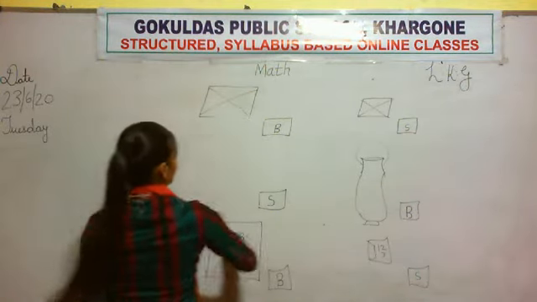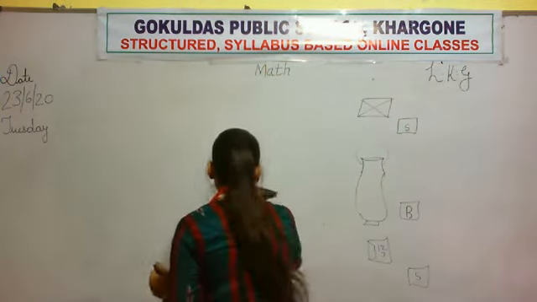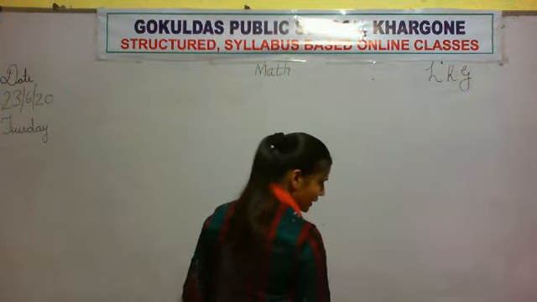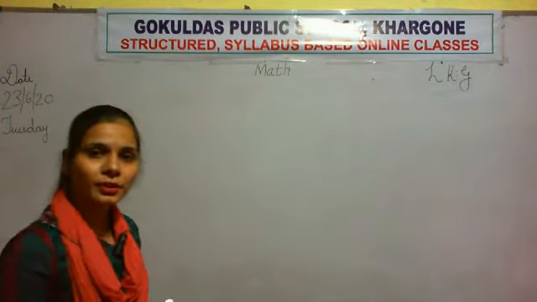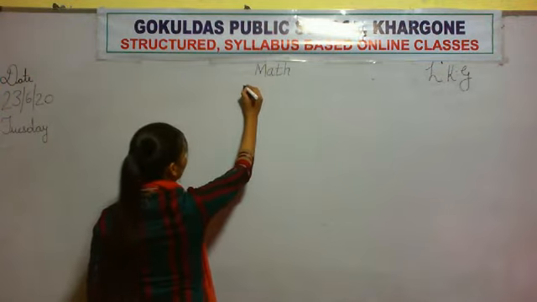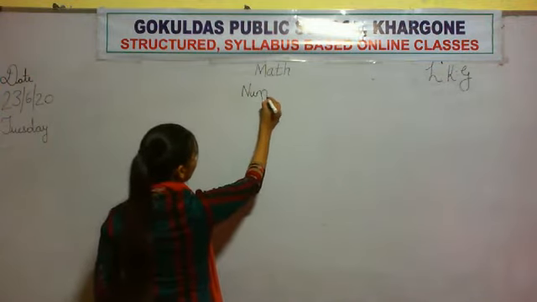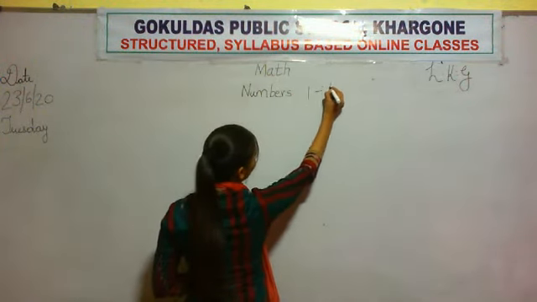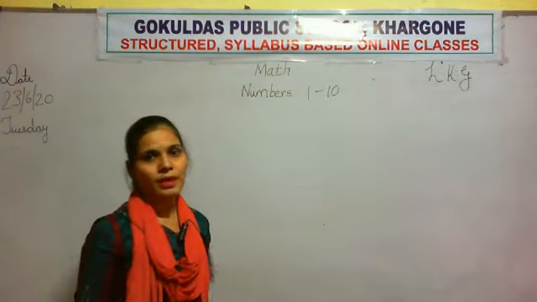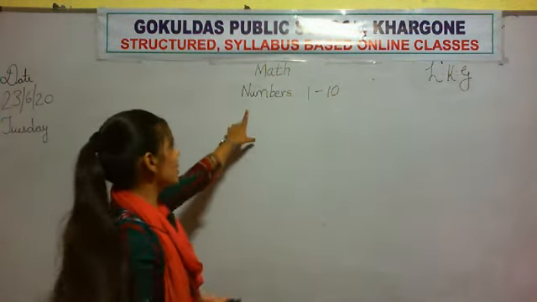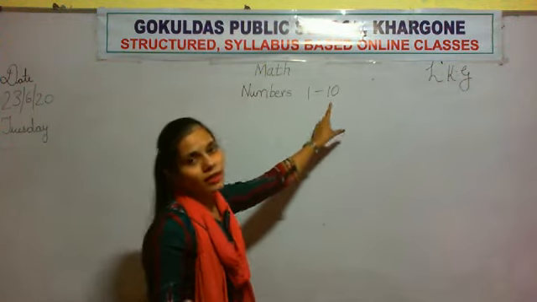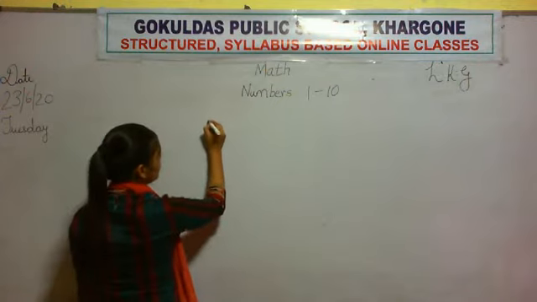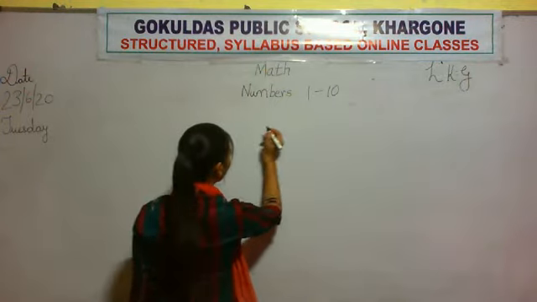Okay. In your previous classes, you wrote 1 to 10. So again we write 1 to 10 in your notebook. So take out your notebook and write with me. Numbers 1 to 10. You write here the heading Numbers 1 to 10 and write with me. Speak and write. Okay. So this is your notebook.